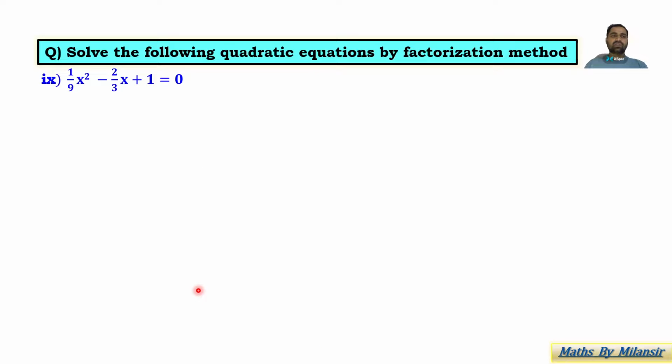Okay students, now let us take one more example. It is 1/9x² - 2/3x + 1, that is equal to 0.